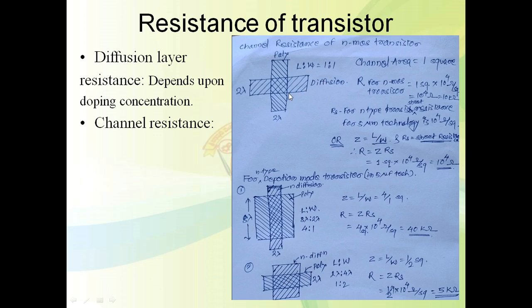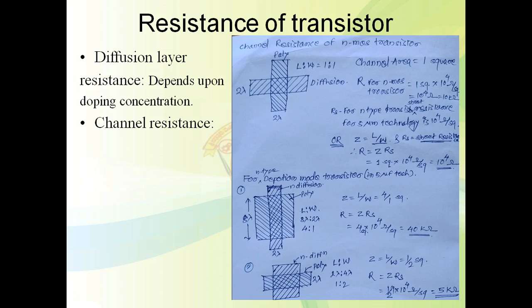For the n-type transistor, you can see the forward slant lines, which is the diffusion, and the backward lines, which is the poly layer. The width of the diffusion layer is 2 lambda and the width of the poly layer is 2 lambda, so this is 2 lambda and this is also 2 lambda. So the length to width ratio of this channel is 2 lambda by 2 lambda, which is nothing but 1:1.